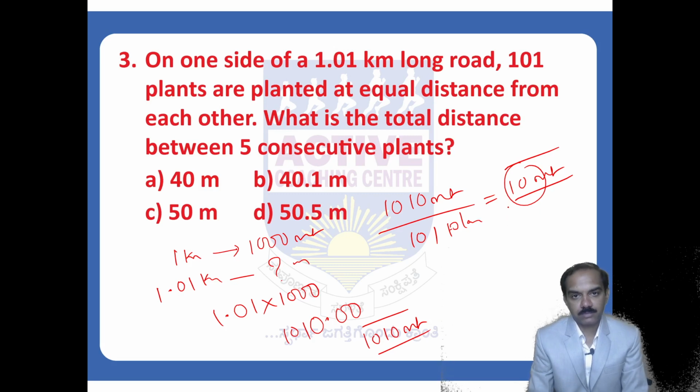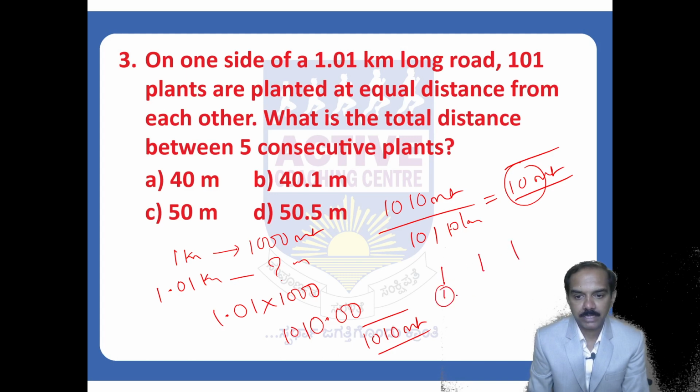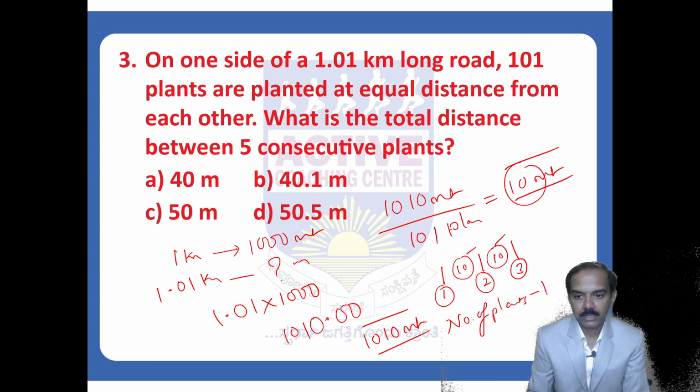What is the meaning of this 10 meters? Between any two consecutive plants, the distance is 10 meter. See here, this is plant number 1, plant number 2, plant number 3. 10 meter is the difference. So between any 3 consecutive plants, the distance is 20. 10 plus 10, 20. So what is the meaning of this? Number of plants minus 1, into 10 gives us the final answer. Number of plants are 3 here, minus 1 into 10, 2 into 10, 20.